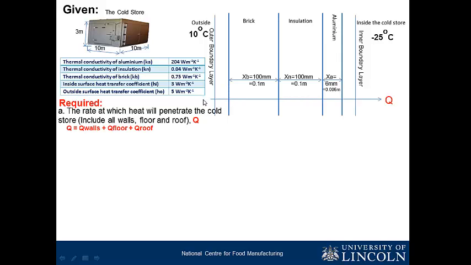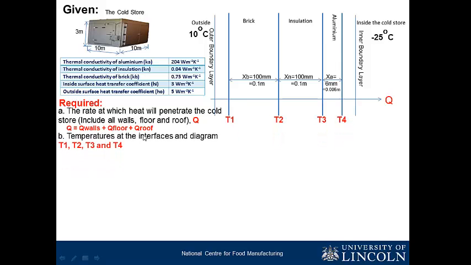The rate at which it will penetrate the coastal, this is shown in this line, which is Q, and we've been told that it should include all the walls, the floor, and the roof. So our Q will be Q for walls, Q for floor, and Q for roof. So that is what we are required to find. Then that is part A.